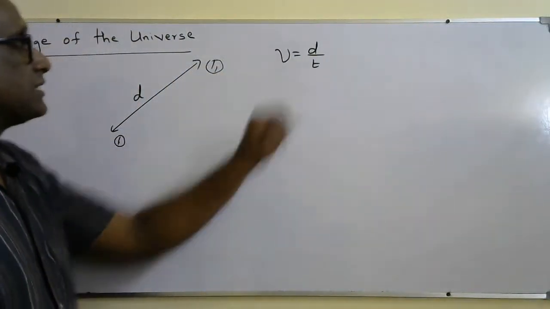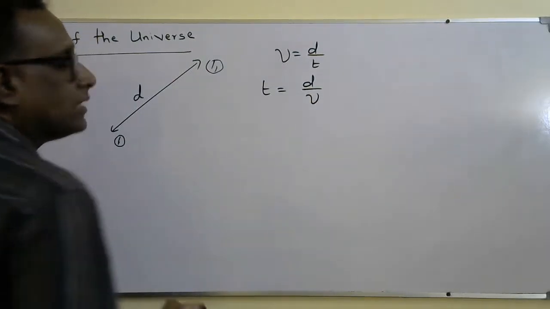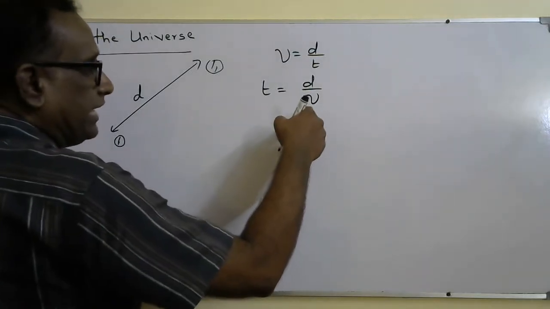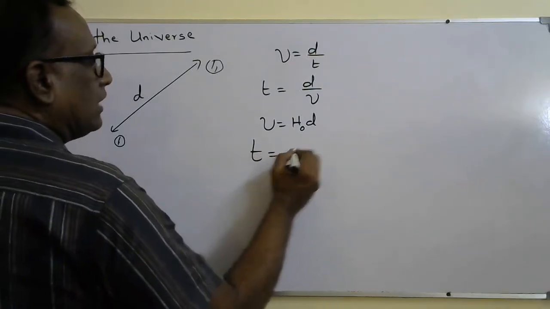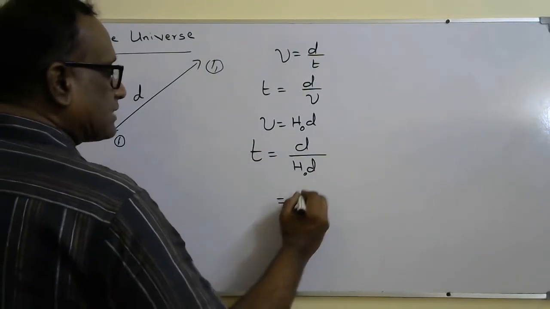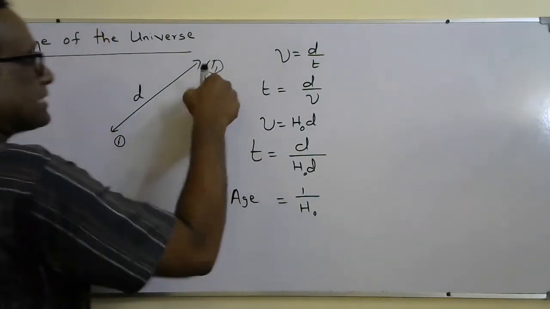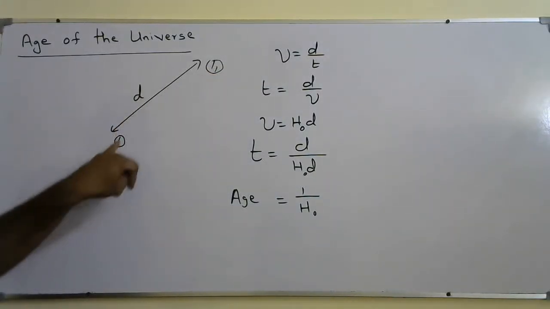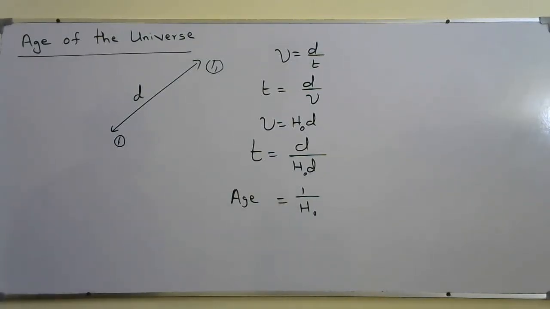So speed equals distance over time, so time equals distance over speed. But it will be a very approximate method. But I know that v equals H naught d. So time equals d over H naught d. d and d will get cancelled. 1 over H naught, that is the time taken by this galaxy to complete a distance d from the moment it was with us just before the Big Bang. So age is given by 1 over H naught.